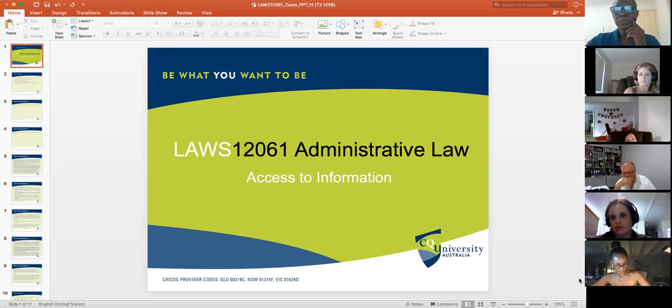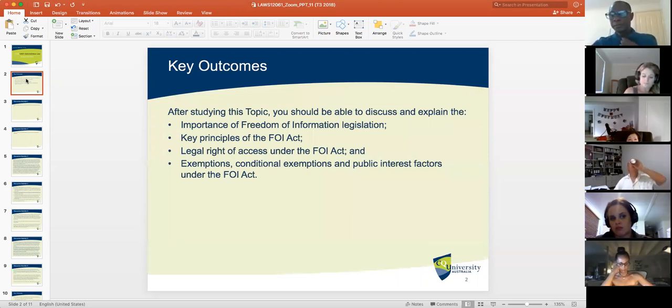There are, in fact, other avenues by which the decisions made by the executive can be subject to control, or can be subject to public accountability. And we will explore the importance of the freedom on the part of the public to access public information. So tonight, after studying this topic, you should be able to discuss and explain the importance of freedom of information legislation, the key principles of the FOI Act, legal right of access under the FOI Act, and exemptions, conditional exemptions, and public interest factors under the FOI Act.